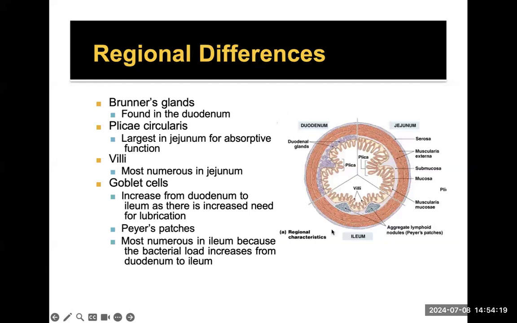So when you look at regional differences, the Brunner's glands are found in the duodenum. The plicae circulares are found in the jejunum for absorption. The villi are very numerous in the jejunum. And then the goblet cells are going to increase from the duodenum to the ileum as needed for lubrication, where you would also have Peyer's patches. And then the goblet cells will be most numerous in the ileum, because this is where you typically have a lot of bacterial load, increasing from the duodenum to the ileum.